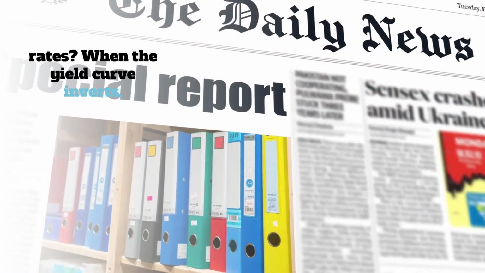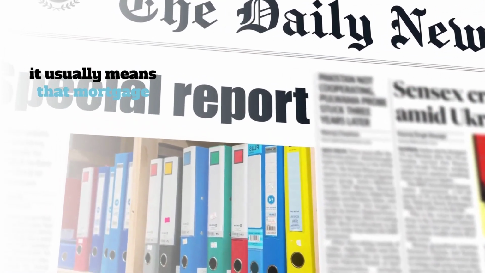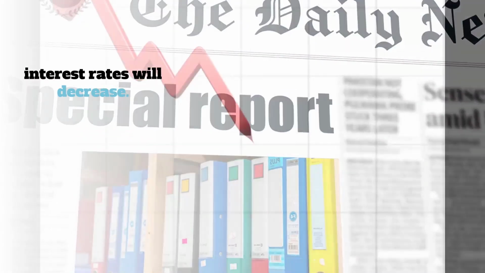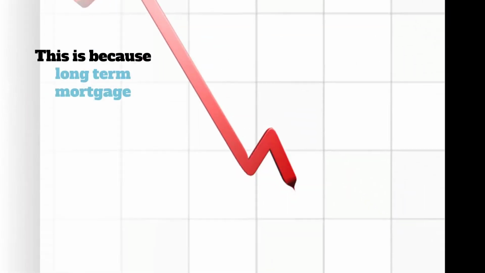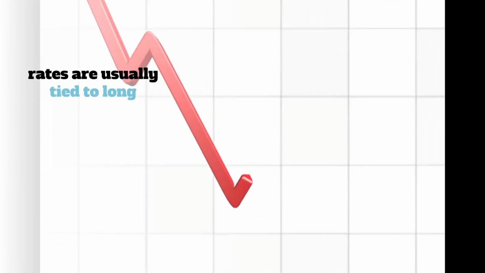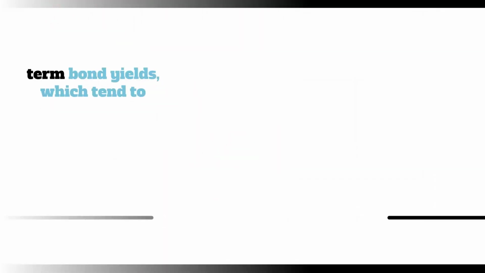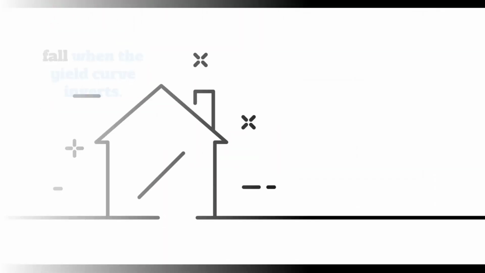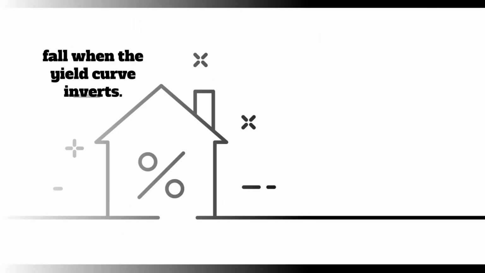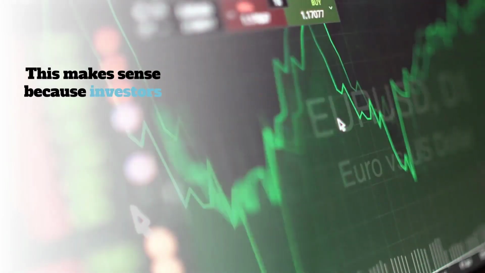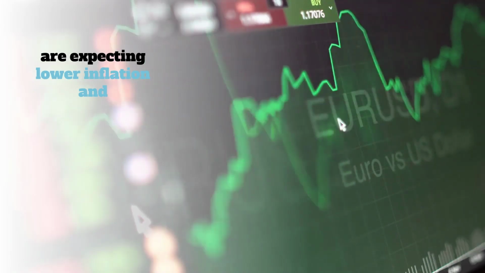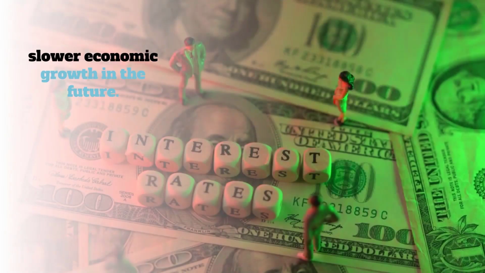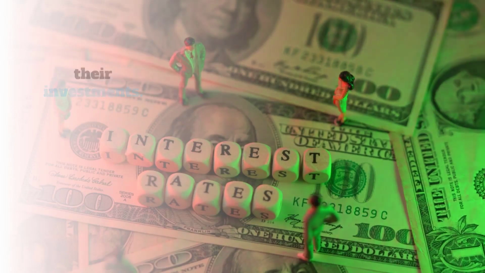When the yield curve inverts, it usually means that mortgage interest rates will decrease. This is because long-term mortgage rates are usually tied to long-term bond yields, which tend to fall when the yield curve inverts. This makes sense because investors are expecting lower inflation and slower economic growth in the future, so they demand lower returns from their investments.